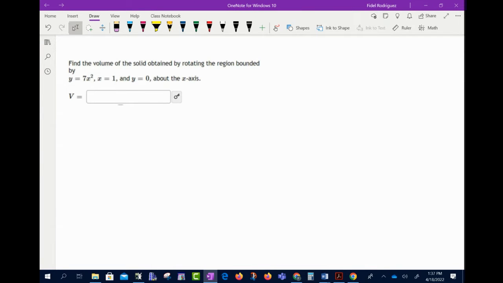Okay, it says, find the volume of a solid obtained by rotating the region bounded by y equals 7x squared, x equals 1, and y equals 0 about the x-axis. Okay, so look, y'all, first thing I'm going to do, I'm going to try to draw a picture. So I'm going to say right here, that's x equals 1. This is my x-axis, y'all, my y-axis is not going to be the same scale. 1, 2, 3, 4, 5, 6, 7.